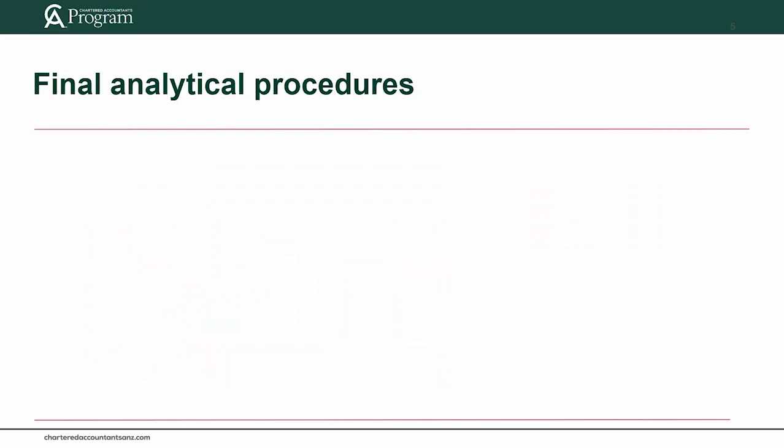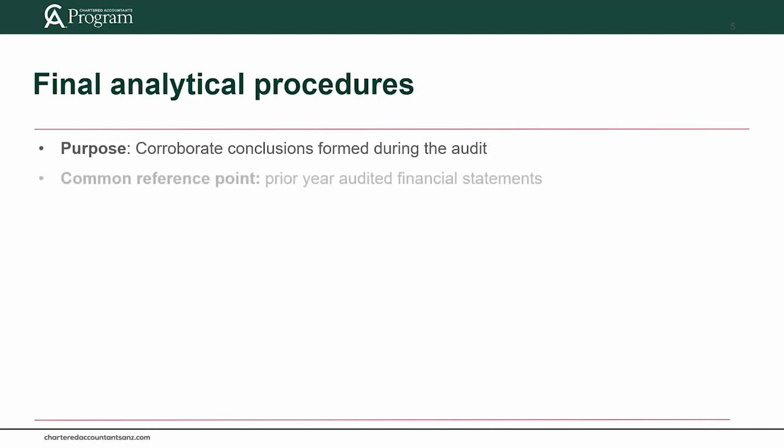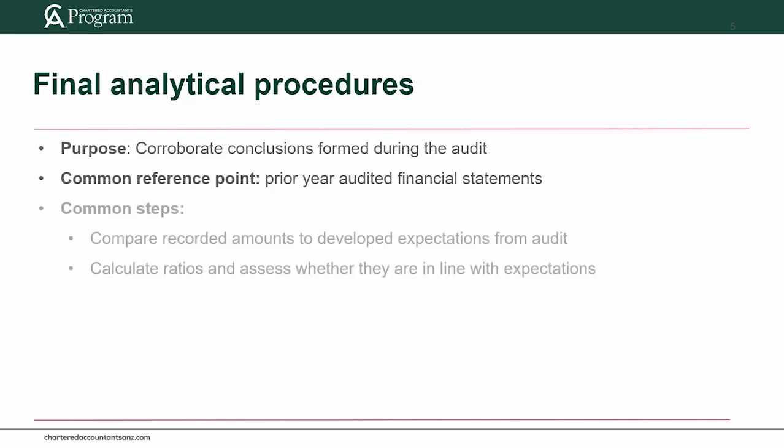Final analytical procedures. You may remember that we talked about performing analytical procedures during the risk assessment stages, which we called planning analytical procedures. The purpose of final analytical procedures is to corroborate conclusions formed during the audit. In practice, this is often done at the financial statement level, and a common reference point for comparison is the prior year audited financial statements.